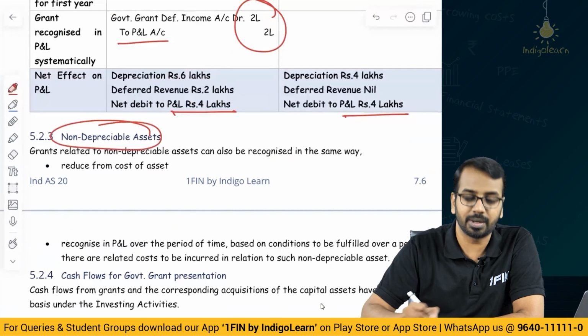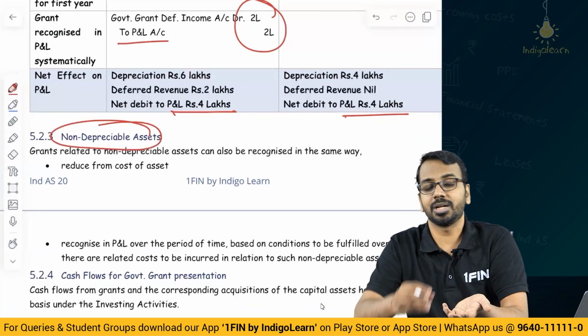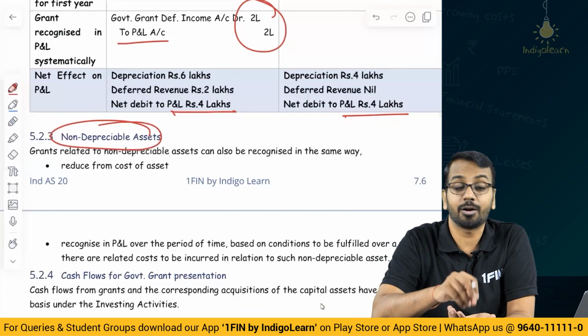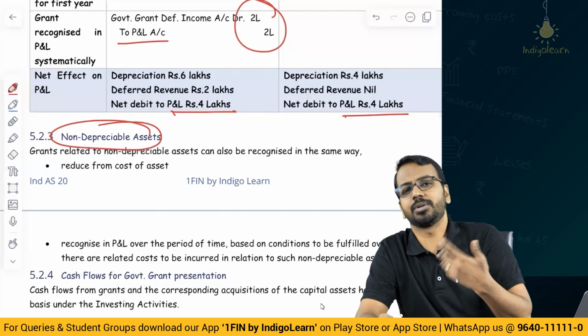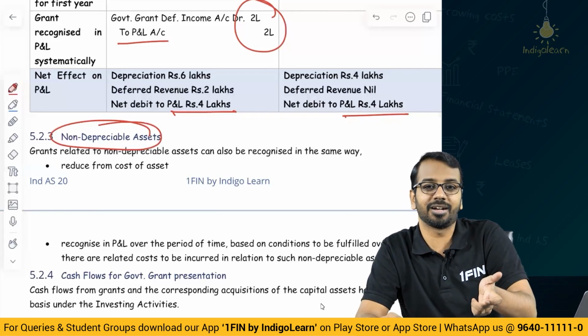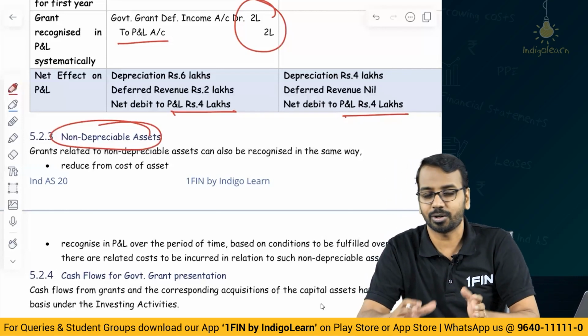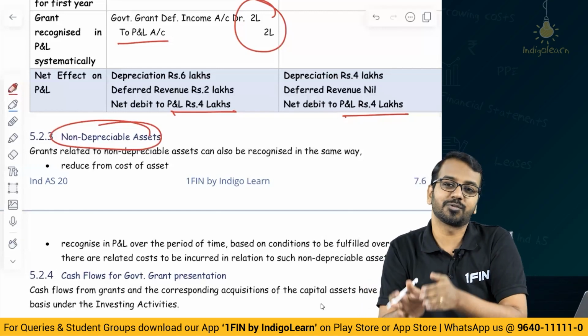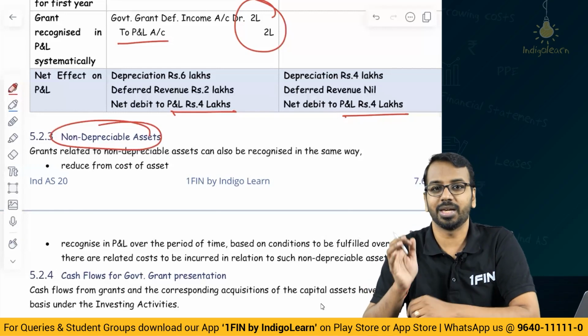If it is a non-depreciable asset, because there is no depreciation, how will we transfer from the deferred grant account to the P&L account? You will follow some other systematic basis. Maybe the other expenditure incurred to fulfill the condition of the grant. Okay, so that can be a basis to transfer from the deferred grant account to the P&L account.